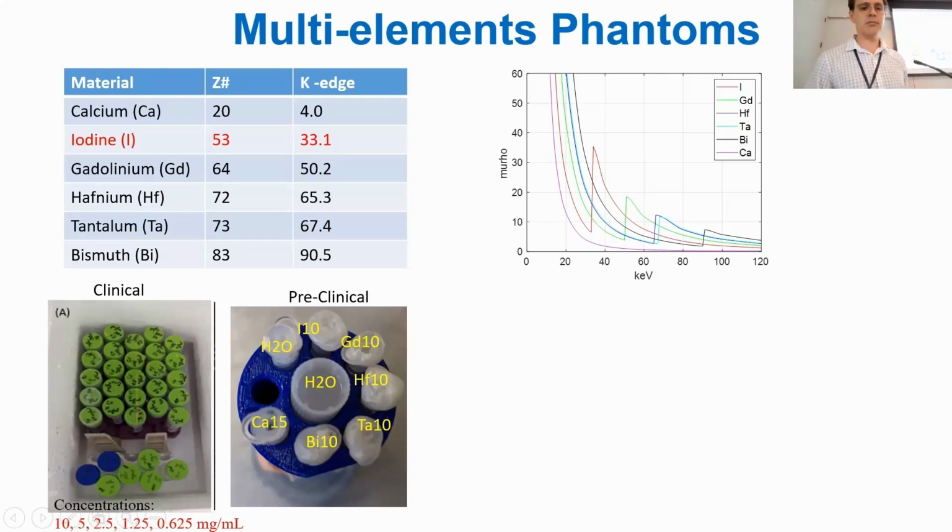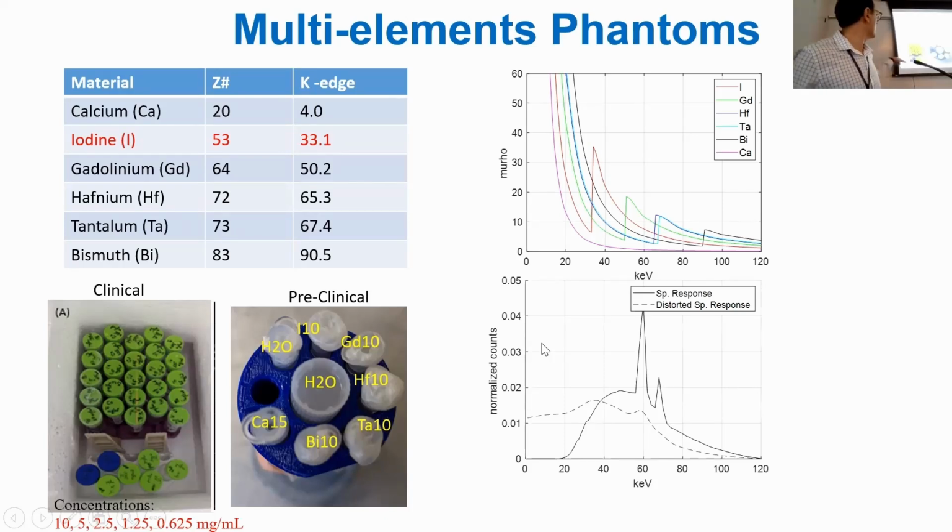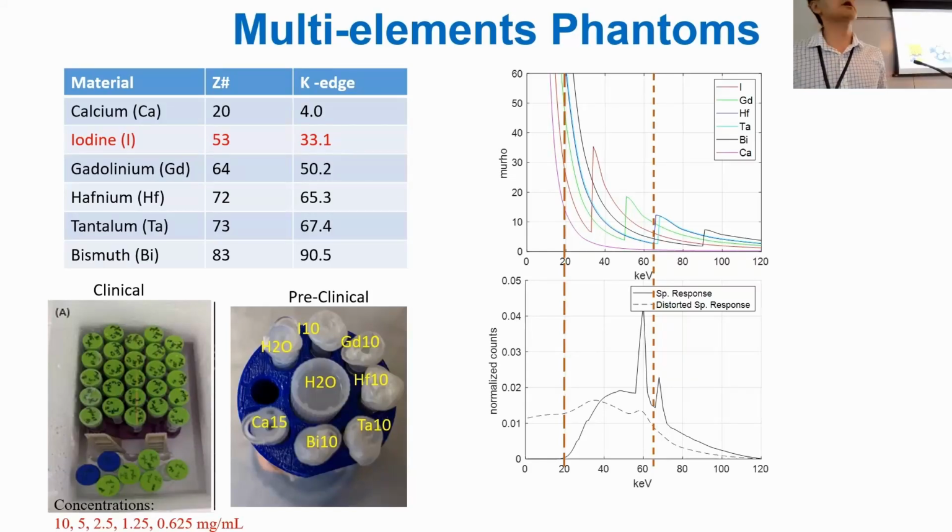So we have, first of all, these elements at different concentrations going from 10 to 0.625 milligrams per ml. And we have the clinical phantom and the preclinical phantom. We have the spectra, of course. We're going to image at 120 kVp with both systems.